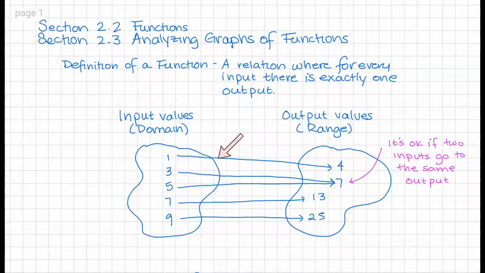So 1 is mapped to 4, 3 is mapped to 7, 5 is mapped to 7, 7 is mapped to 13, 9 is mapped to 25. So each input only goes one place. Now, it's okay if you have 2 inputs that are being mapped to the same output. It's still a function. It doesn't violate this definition.